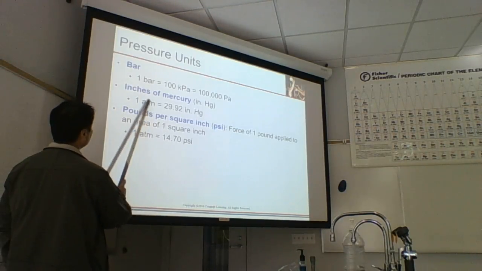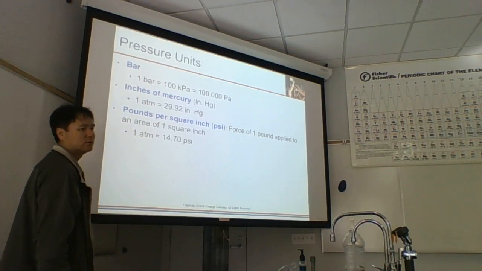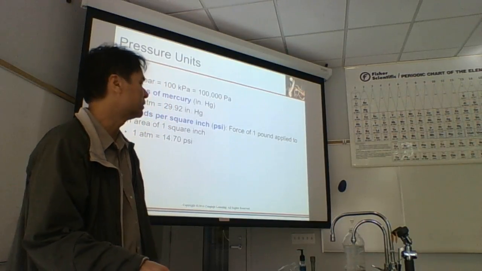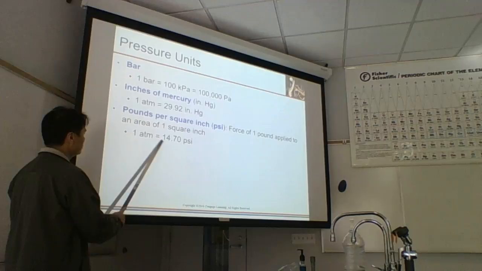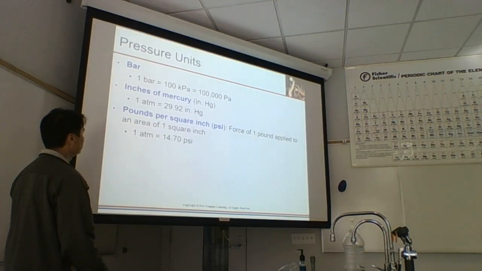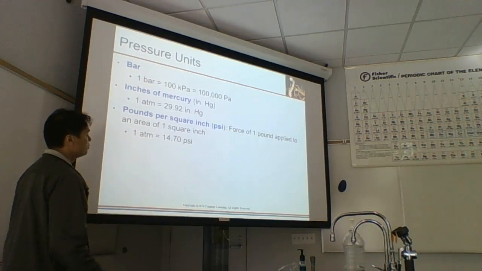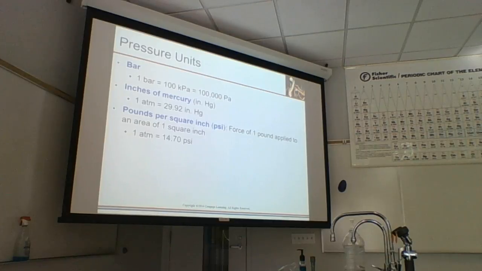And so going on here, bars. Well, one thing about a bar and an atmosphere is they are about the same. And so if the weather report says that the pressure is about 1 bar, then it's about 1 atmosphere. It's just slightly different. Not that much. Then we have pounds per square inch, 14.70 psi per atmosphere. Anyway, 760 millimeters, if we convert it into inches, there are 2.54 centimeters per inch. We can use that and calculate 29.92 inches of mercury is equivalent to 760 millimeters. So that's just a millimeter to centimeter to inch conversion.